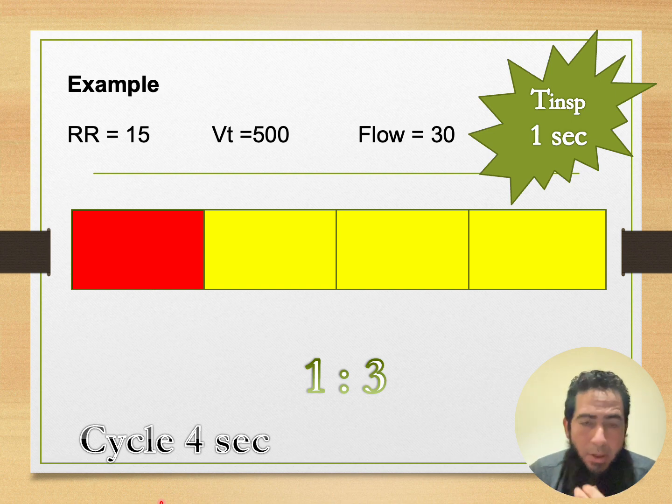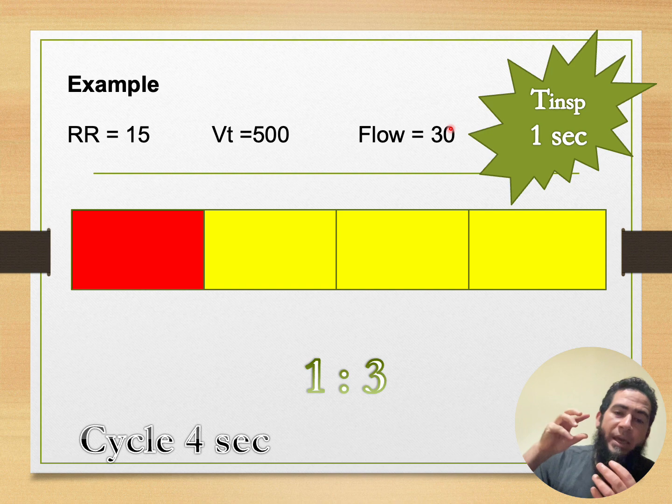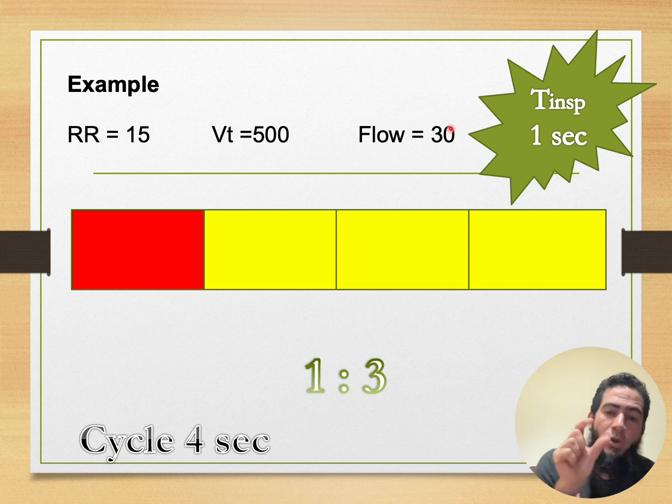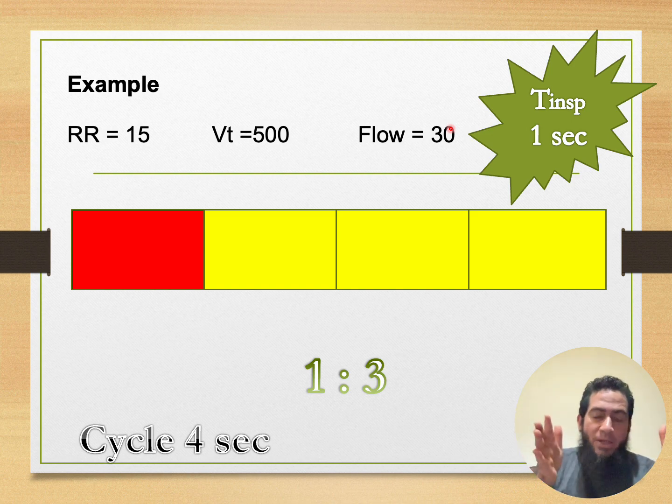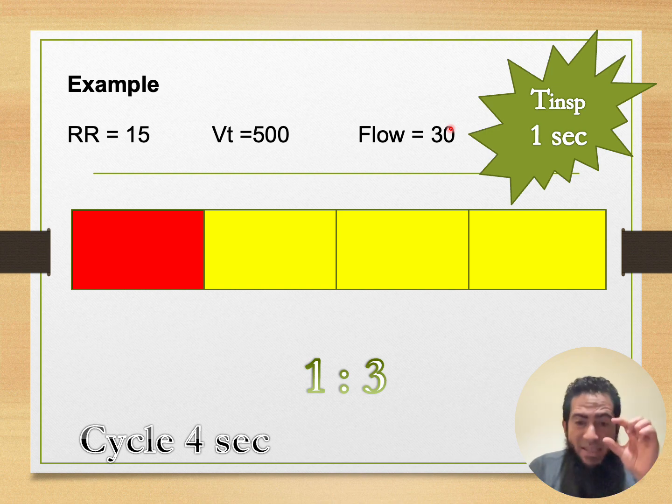So for example, if you increase the flow rate, the air will go to the patient faster, and this will shorten the inspiratory time and leave more time for the expiration. Another thing you can do, for example, is decrease the volume with the same flow velocity, and it will take less time to go in.